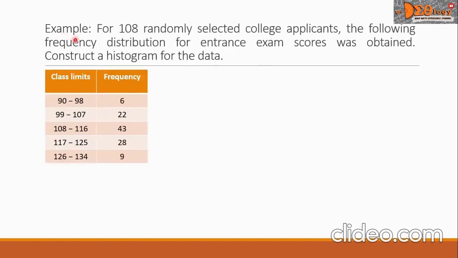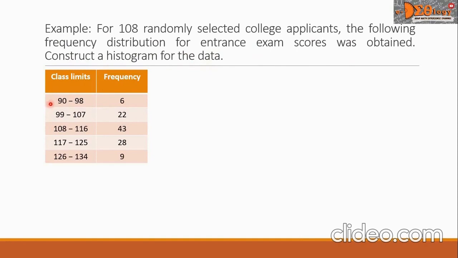Let us see one example. For 108 randomly selected college applicants, the following frequency distribution for entrance exam scores was obtained. Construct a histogram for the data. We have a table here with 2 columns. The first column is for class limits or class intervals. We have 1, 2, 3, 4, 5 groups.